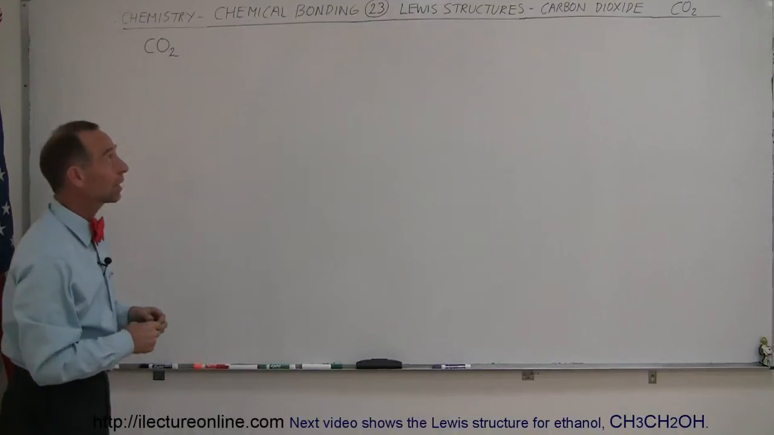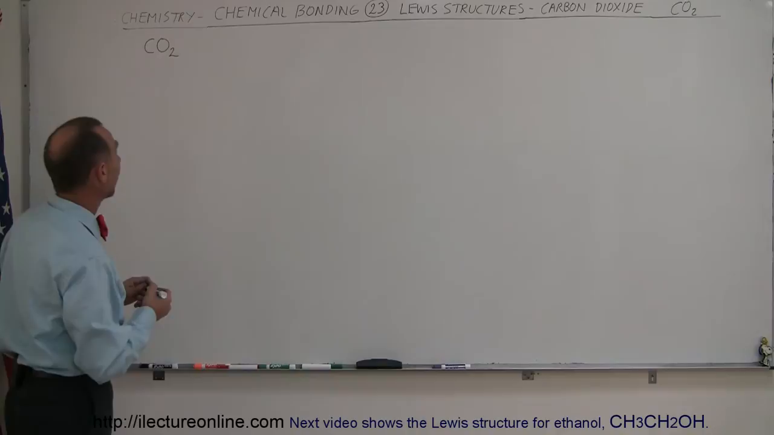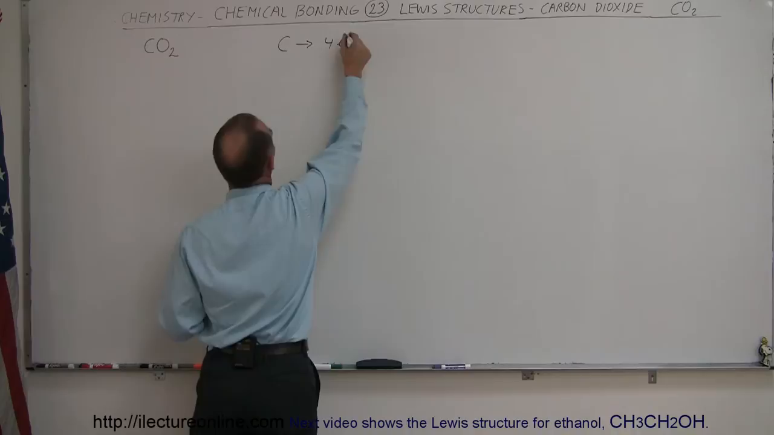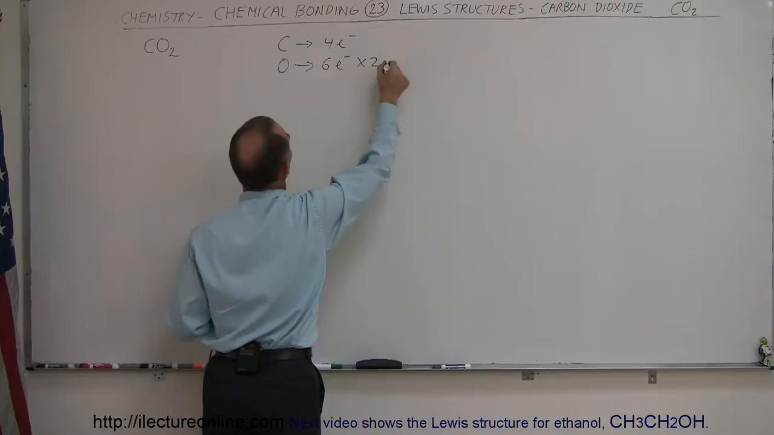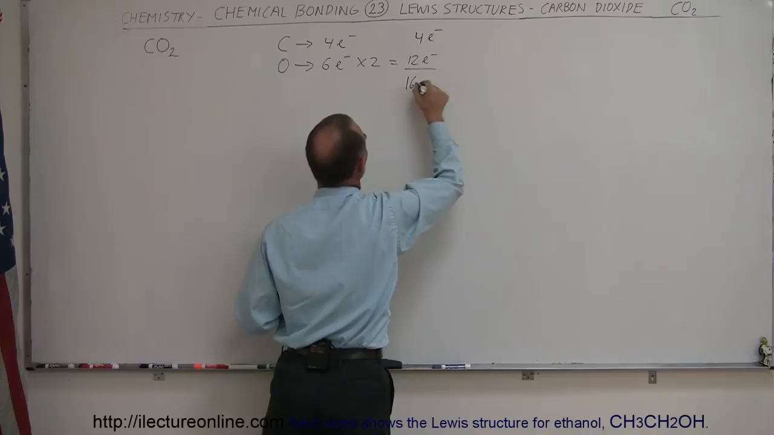Now we're going to take a look at the Lewis structure for carbon dioxide, so CO2. That means it has one single carbon atom, which has four valence electrons. And we have an oxygen atom, which has six valence electrons, actually times two, because there's two of them, for 12 valence electrons plus four valence electrons, which gives us 16 valence electrons.